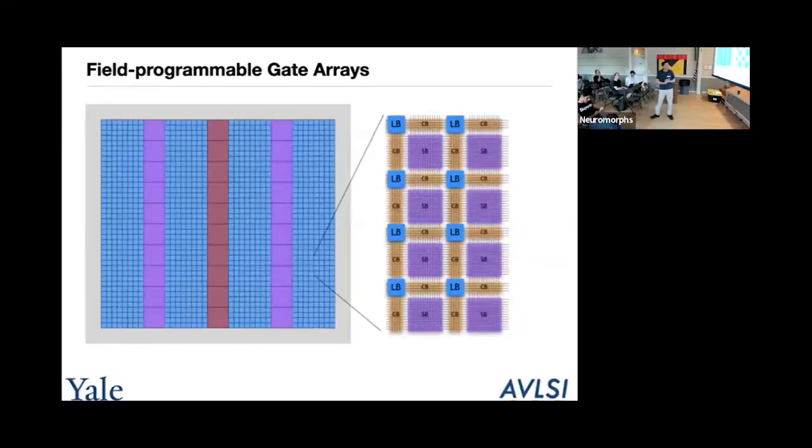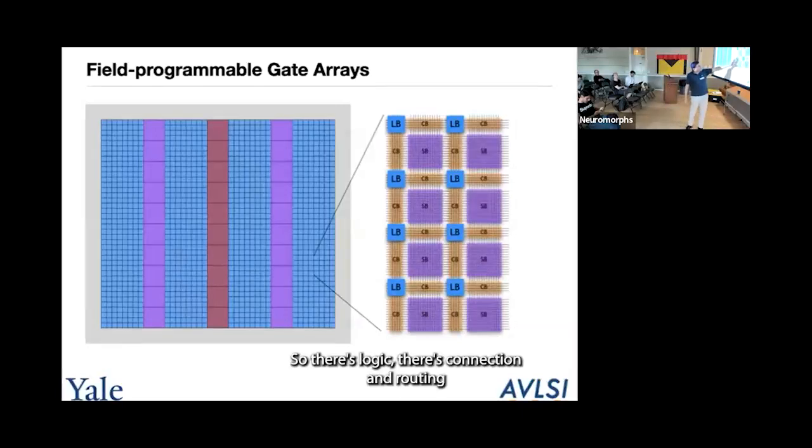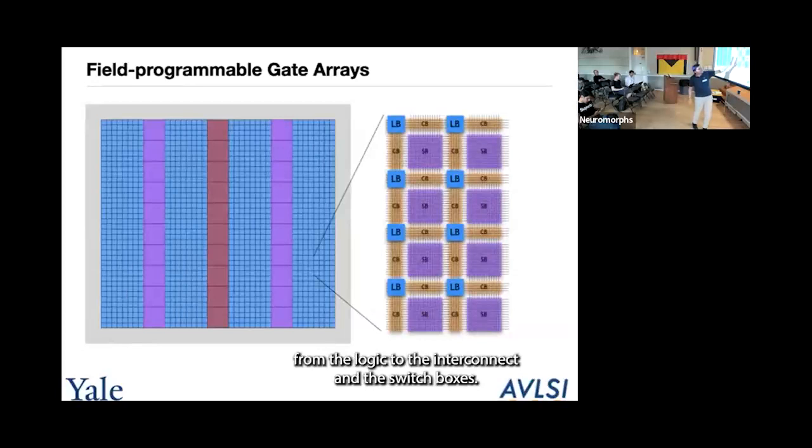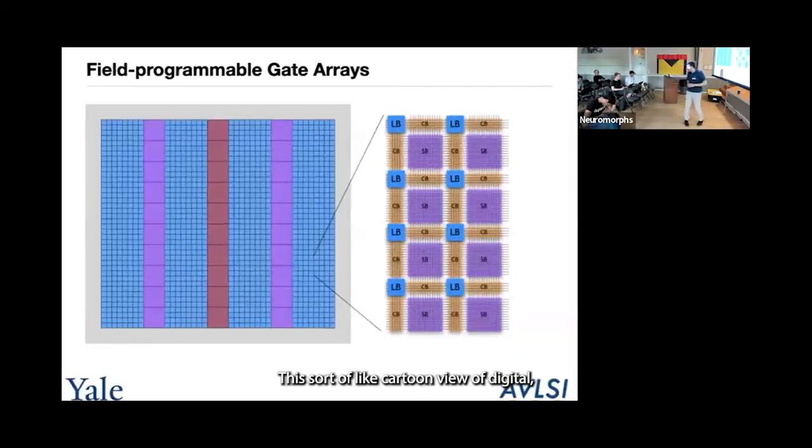So there's logic, there's connection and routing. The terminology is usually connection block, switch block, and logic block. That's the standard FPGA terminology. The connection block is where you connect from the logic to the interconnect, and the switch box is where you connect from the interconnect to the interconnect, to turn and things like that. This is my cartoon view of an FPGA.